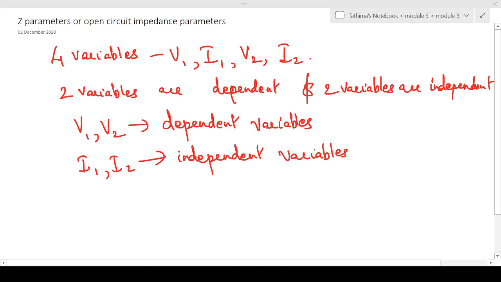Hello everyone, welcome to this video on circuits and networks. This video is about Z parameters or open circuit impedance parameters.